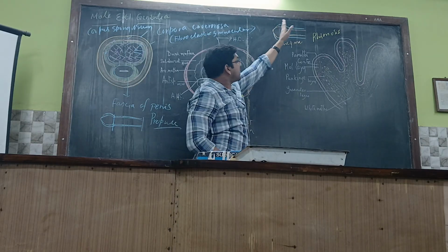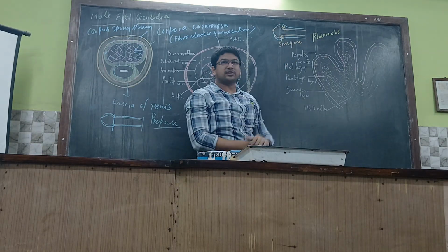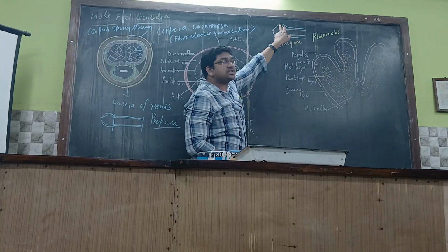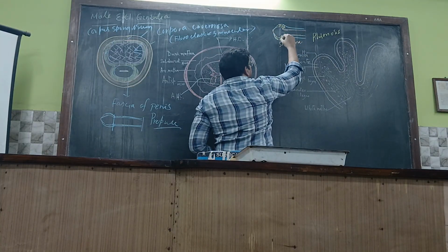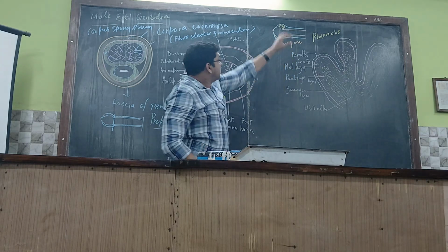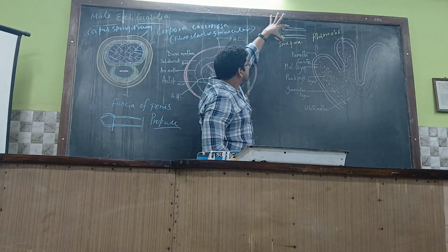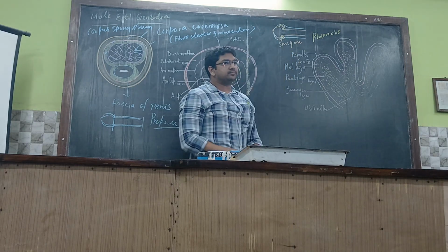This will not be retracted back. Normally the foreskin can be retracted back, but because of the inflammation and the fibrosis over here, if it is entirely occupied by the fibrosis, the fibrous structure over here, because of this thickness the skin can't be retracted backwards over here. Getting it?